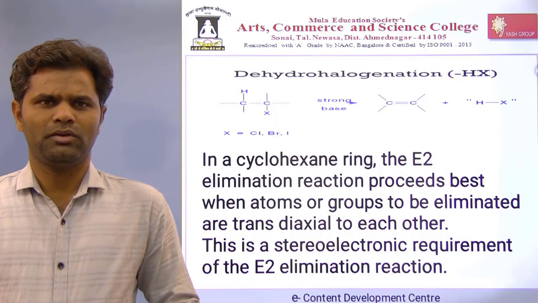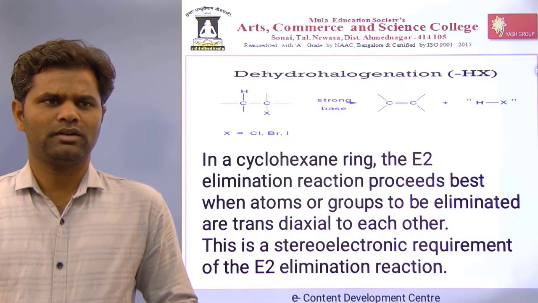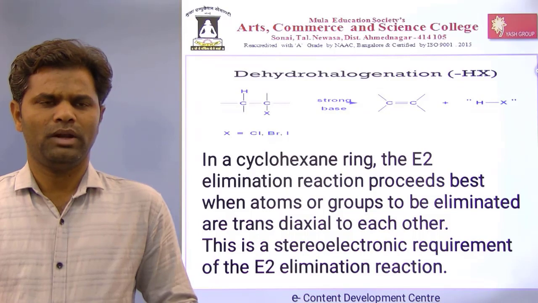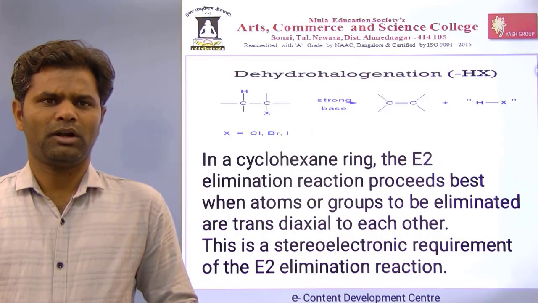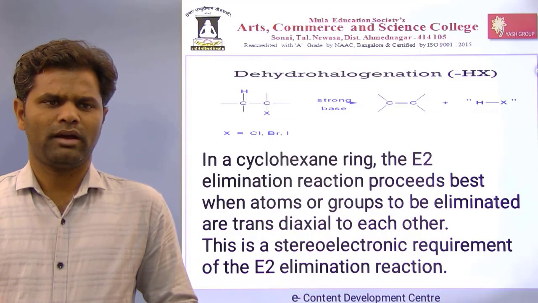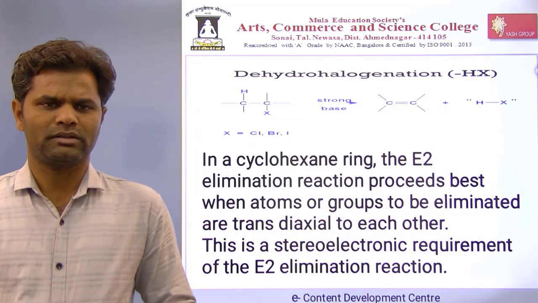Now, if you consider the dehydrohalogenation reaction, dehydrohalogenation means loss of hydrogen halide. In a general reaction, an alkyl halide with a halogen such as chlorine, bromine or iodine, when reacted with a strong base, forms a carbon-carbon double bond, that is olefin, plus hydrogen halide. In a cyclohexane ring, the E2 elimination reaction proceeds best when the atoms or groups to be eliminated are trans-diaxial to each other. This is a stereoelectronic requirement of the E2 elimination reaction.